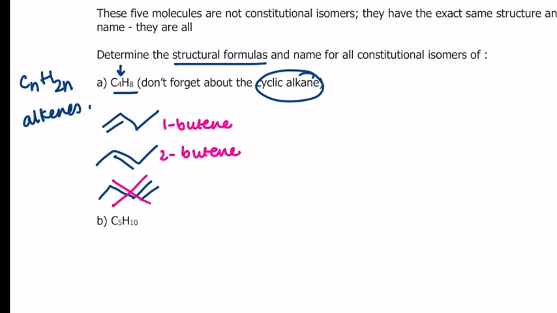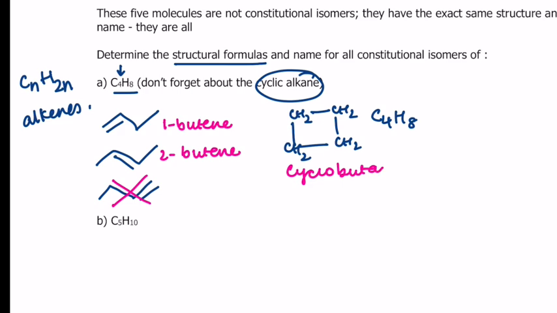Now let's get to cyclic compounds. So if you had a cyclobutane, there is a CH2 group at each node. So this is also C4H8. The name is cyclobutane. Sure, that works. Then let's see, what else can I do?